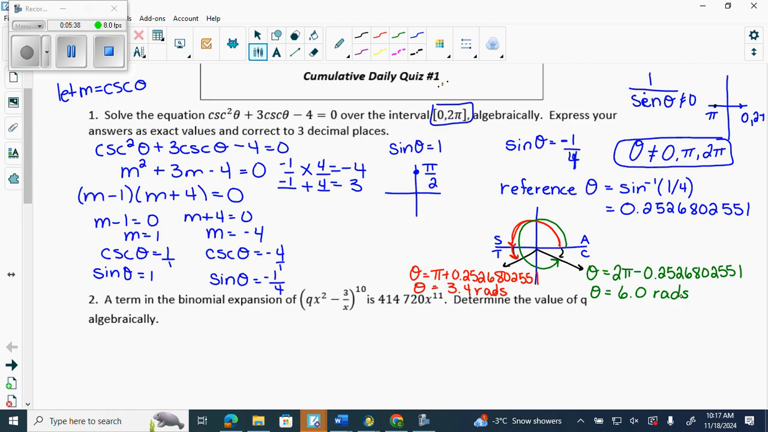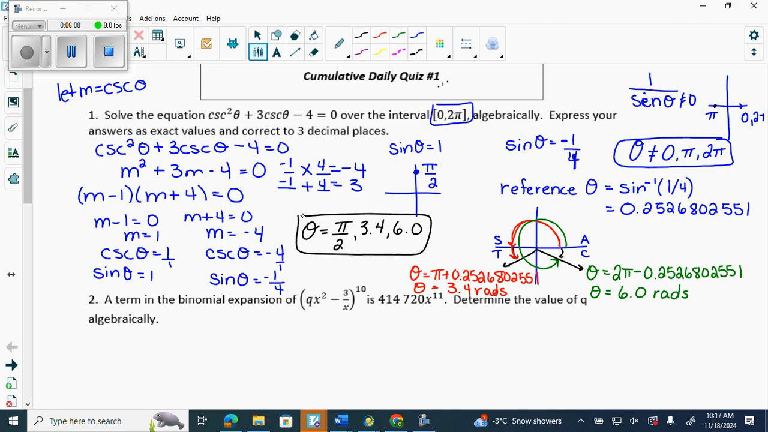Am I allowed to write 6 if I say nearest tenth? No, it's 6.0. That's what it literally is. Okay? So my answer to this question would be theta equals pi over 2, 3.4, and 6.0. Should I just send it, or should I check it if possible? You can check it by typing it into your calculator. So let's try it out.